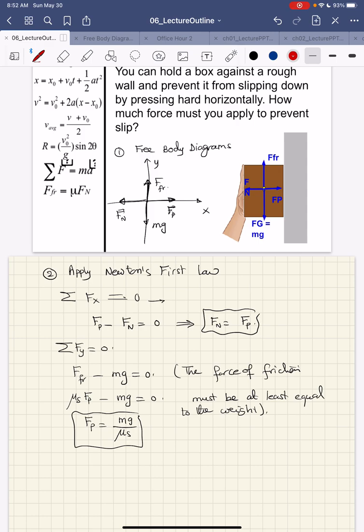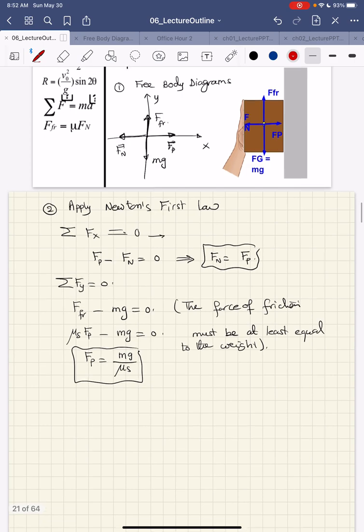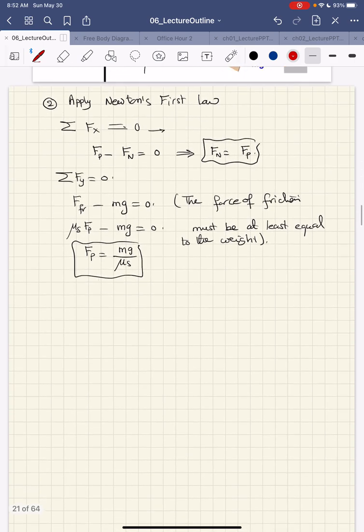Okay, I can apply sigma Fx equals 0, then the applied force should equal the normal force. And also I know from the y, that sigma Fy equals 0, then the force of friction should equal the weight, and I can maybe have a relation between the applied force and mu s. Then this is the expression: mg divided by mu s.